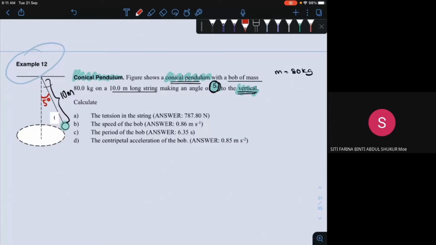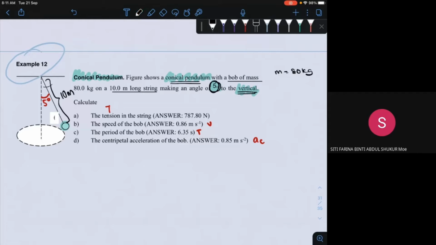You suruh calculate. Ada beberapa benda dia minta. Calculate the tension in the string, the speed of the bob, the period of the bob, the centripetal acceleration of the bob. So kita nak cari tension, kita nak cari speed of the bob, V, period of the bob, ini capital T untuk period and then kita ada centripetal acceleration AC. So kita ada 4 benda kita nak cari dekat sini.